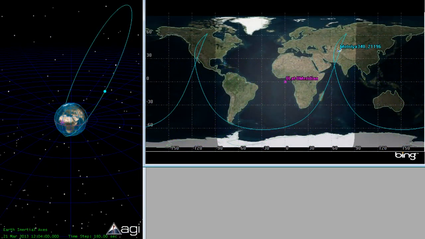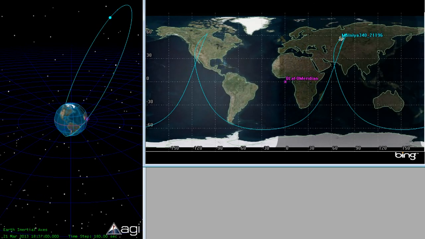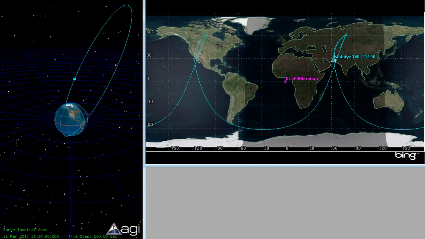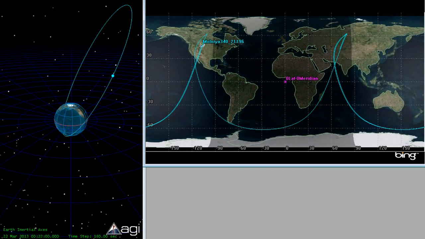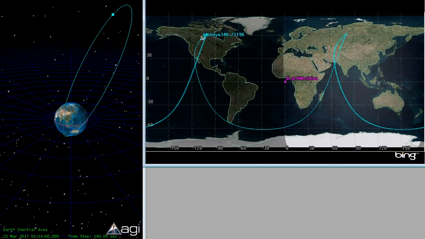So here's an example of a highly inclined and highly elliptical orbit called the Molnaya orbit, which you may hear about from time to time. This was developed by the Russians, I think, back in the 60s for their comm satellites, and it basically sets itself up to loiter high above the northern hemisphere.